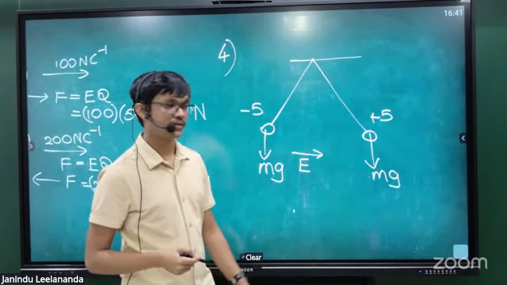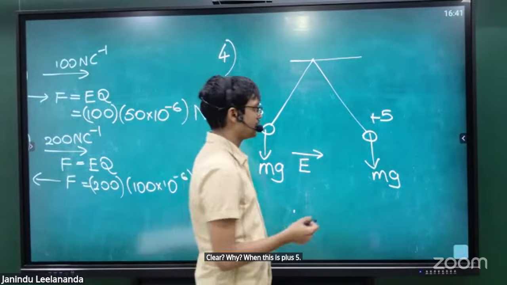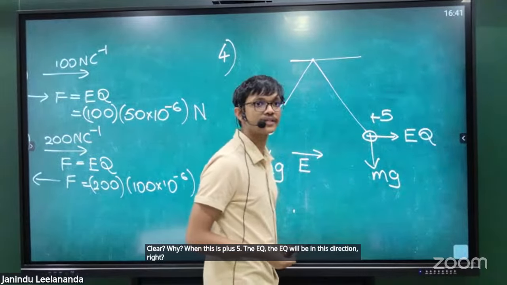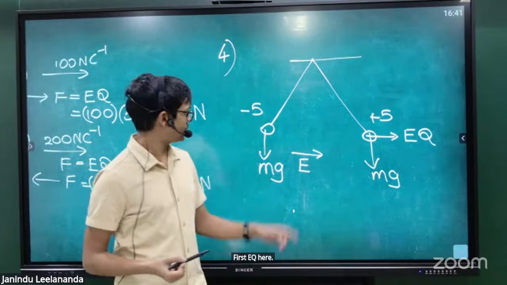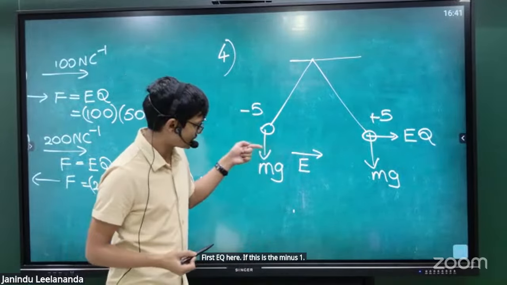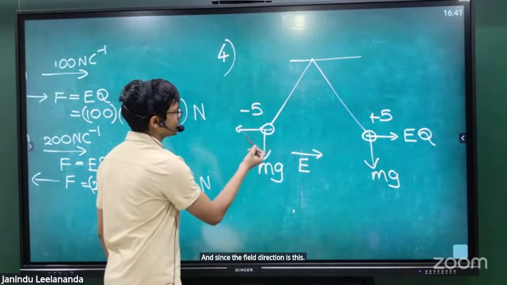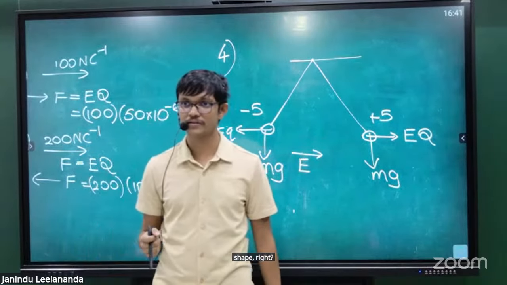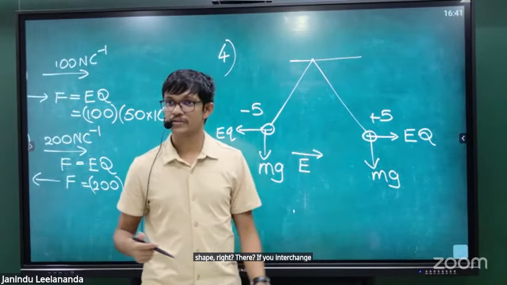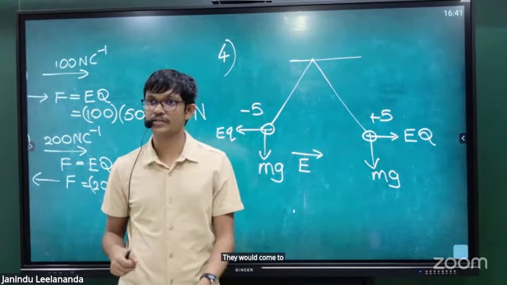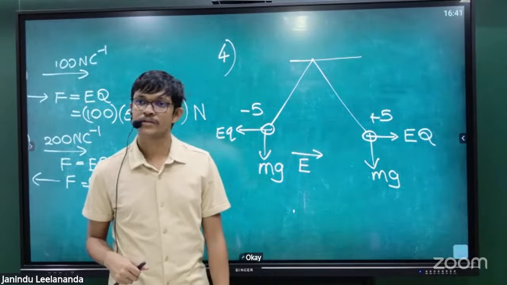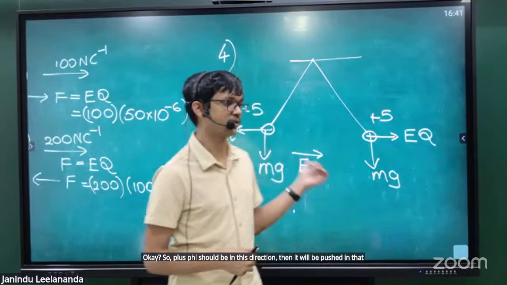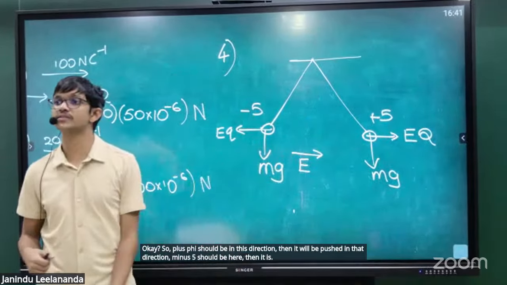Clear? Why? When this is plus 5, the EQ will be in this direction, right? Force EQ, clear? If this is the minus one, and since the field direction is this, EQ will be in opposite direction. Then only they will be in this shape, right? Clear? If you interchange them, they would come toward each other and collide. Okay. So plus 5 should be in this direction, then it will be pushed in that direction. Minus 5 should be here, then it is pulled in this direction. Clear?